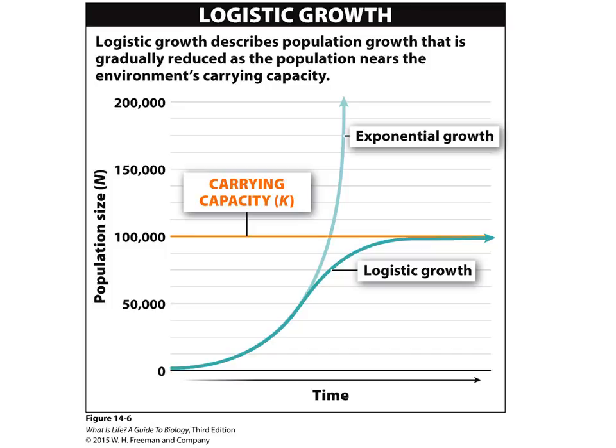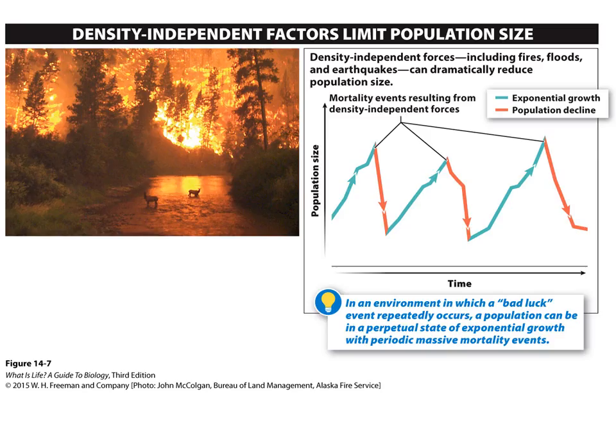Logistic growth is a much better approximation of how populations grow in the real world. Again, carrying capacity is the population size that the current environment can support. So definitely know the difference between exponential, stable, and logistic growth, and what carrying capacity is and how that relates to logistic growth.